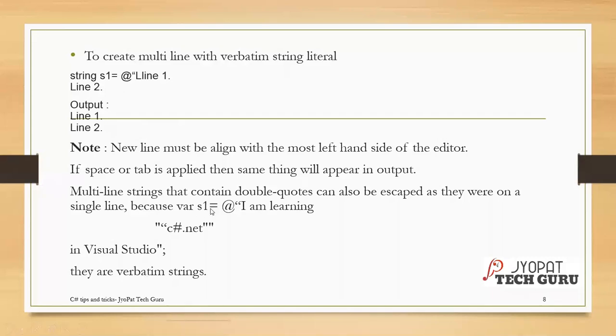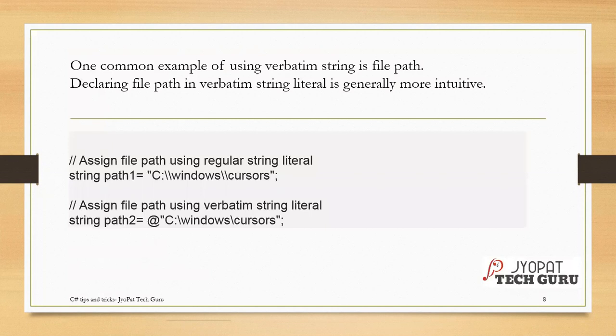Multi-line strings that contain double quotes can also be escaped as they were on a single line. So they are called verbatim strings. One more standard example for a verbatim string is the file path. Usually with a regular string literal, we save the path using double backslash. But if you want to store it with a verbatim string, you can give @ and a single backslash is enough. This is the main usage of verbatim string.